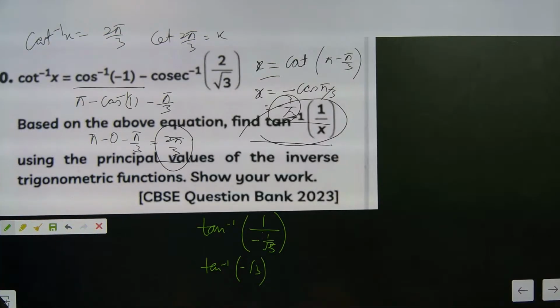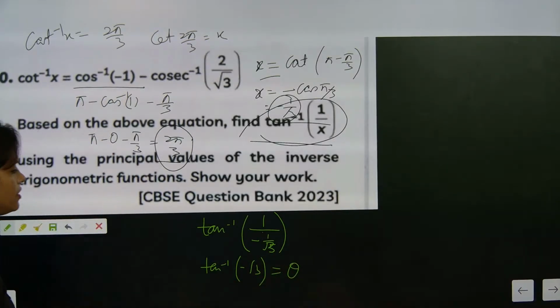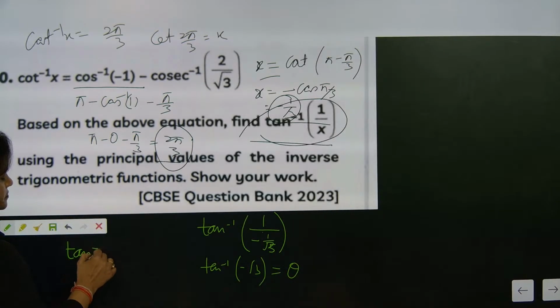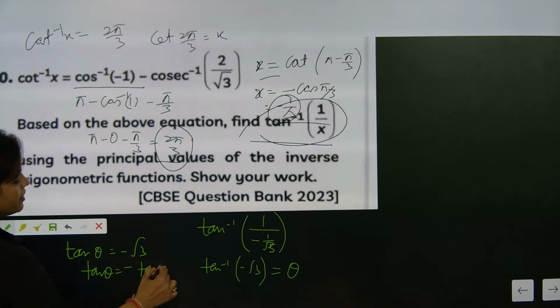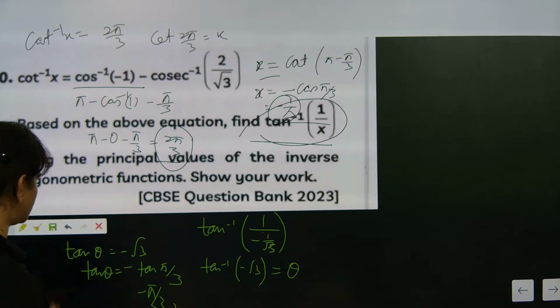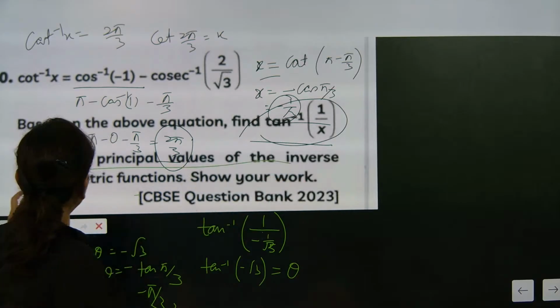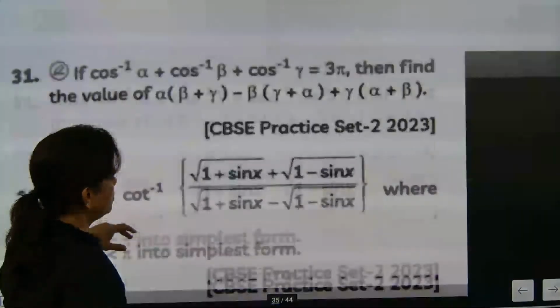Based on the above equation, find tan inverse this. So tan inverse minus root 3, let it be theta. Then we write tan theta is equal to minus root 3. So tan theta is equal to minus tan pi by 3, 60 degrees. So here it will come minus pi by 3. The angle value is coming as minus pi by 3. Directly the tan inverse part will come as minus pi by 3. This is one question. Using the principal value of the inverse trigonometric function, show your work. That's what we are going to do.